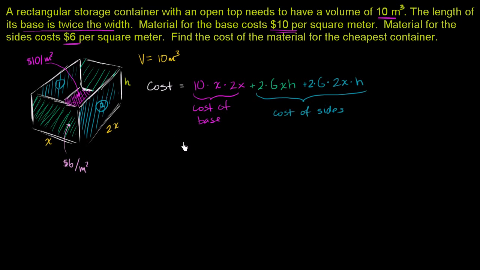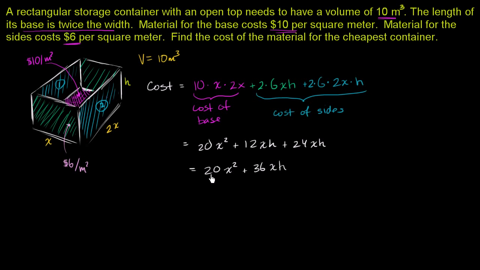And I'll write it all in a neutral color. So this is going to be equal to 10. Let's see, 10 times 2 is 20. x times x is x squared. And then you have 2 times 6 times xh, so this is going to be plus 12xh. And then this is going to be 2 times 6, which is 12, times 2 is 24xh, plus 24xh. So this is going to be equal to 20x squared plus 36xh.